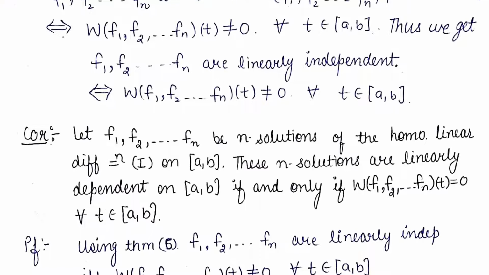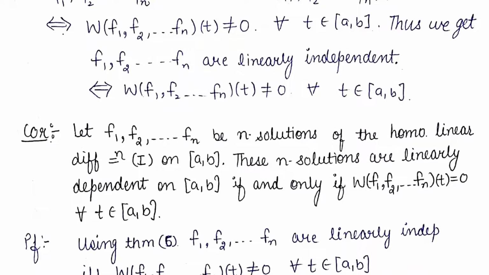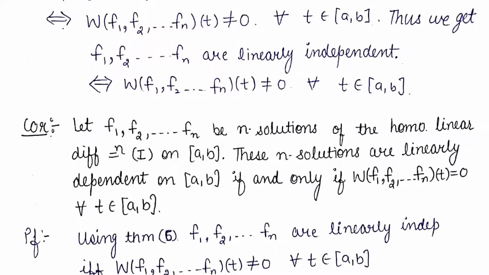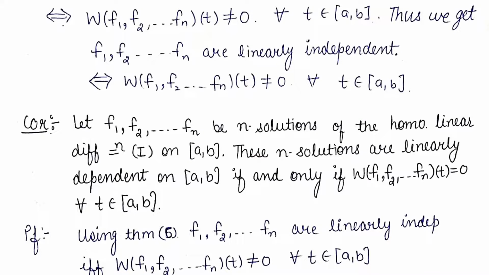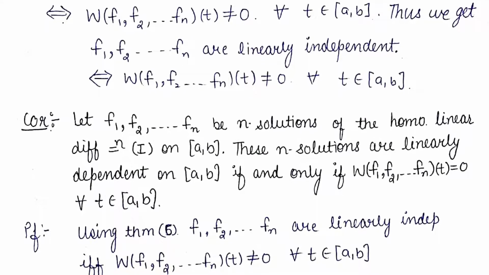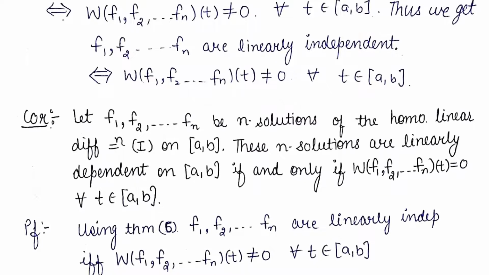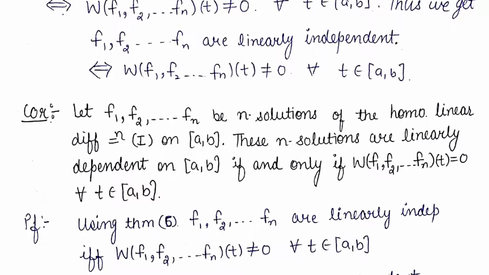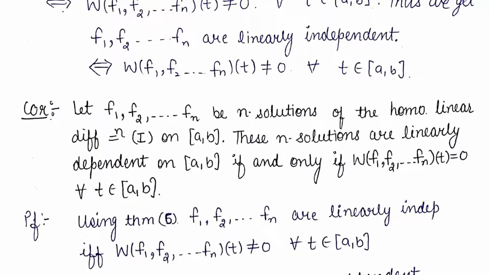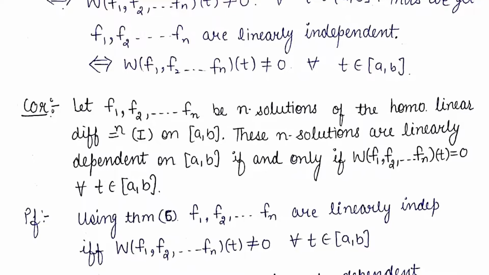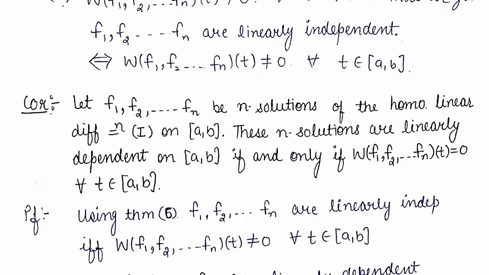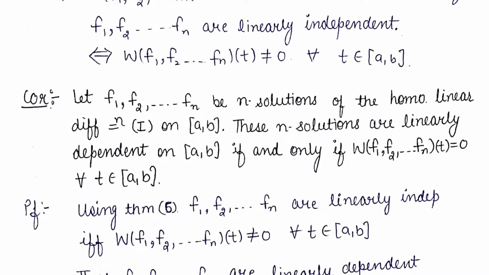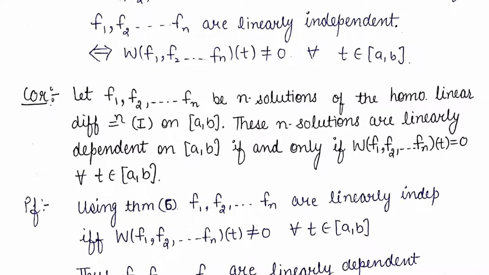Now, with the help of the theorem, we will prove a corollary, which states that if f1, f2, ..., fn are n solutions of the homogeneous linear differential equation 1, then these n solutions are linearly dependent on AB if and only if the Wronskian of f1, f2, ..., fn is equal to 0 for all t in AB. So let's start the proof.